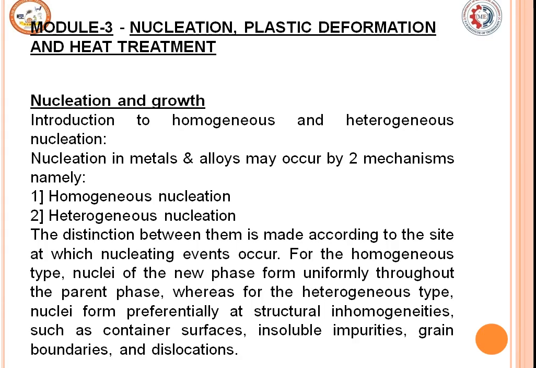Homogeneous nucleation happens when the new phase which is going to form appears uniformly throughout the parent phase. Whereas in heterogeneous nucleation, there will be some disorders present in the structure. So structural inhomogeneities are there, such as the surface, insoluble impurities, grain boundaries and dislocations.